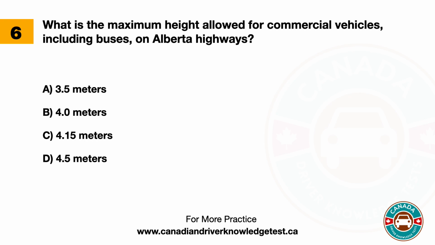Question 6. What is the maximum height allowed for commercial vehicles, including buses, on Alberta highways? A. 3.5 meters. B. 4.0 meters. C. 4.15 meters. D. 4.5 meters. The answer is C. 4.15 meters.